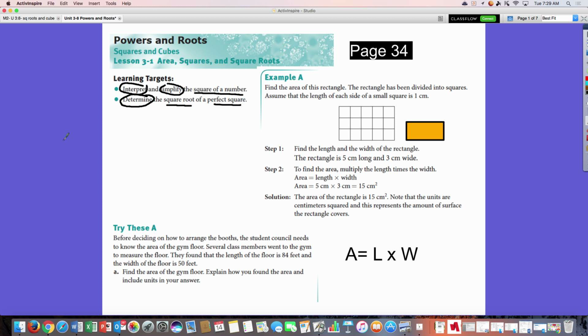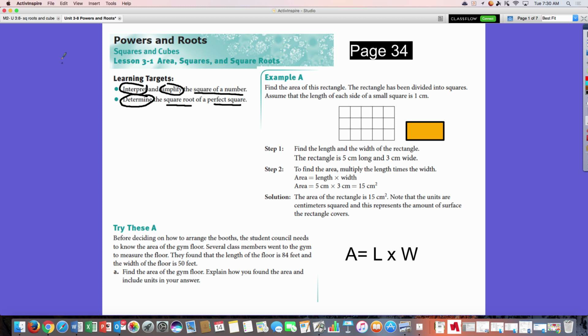Later on, we'll determine the square roots of non-perfect squares, but this one will start out a little easy with the square root of a perfect square. I'm on page 34, as you know. You should be taking notes. When I tell you to write stuff down, please write it down. That will help you when you understand this assignment.